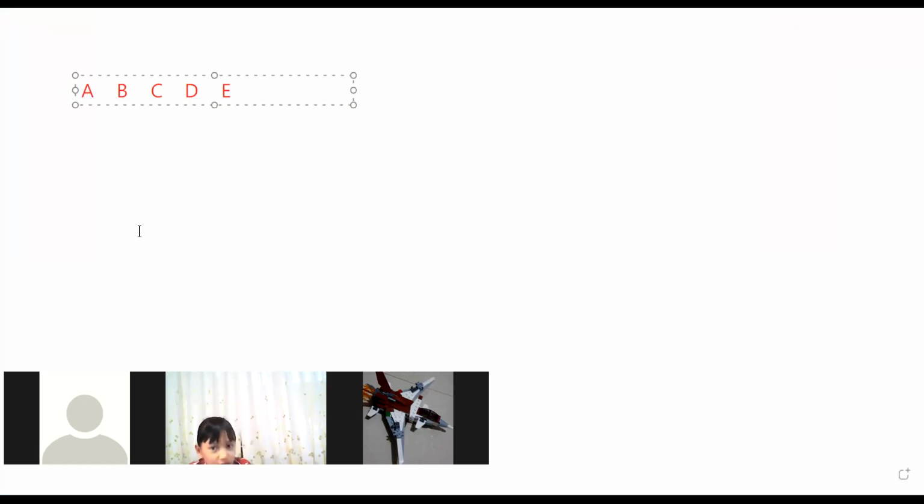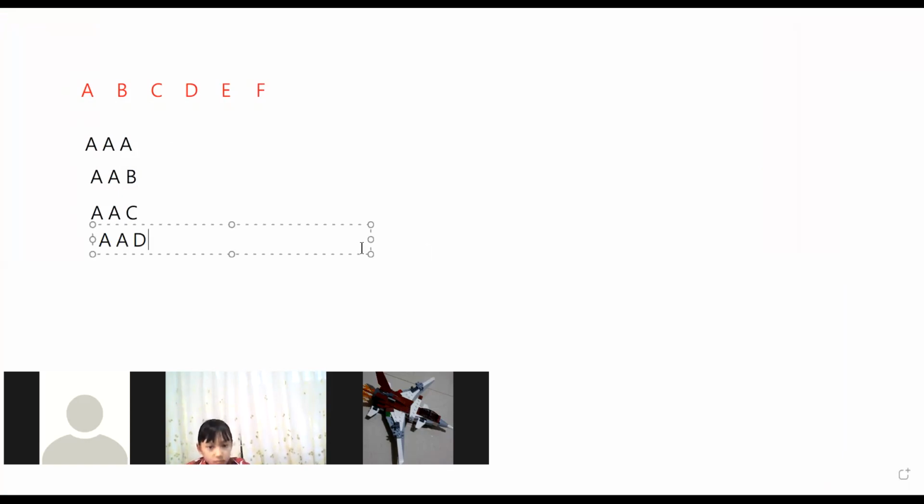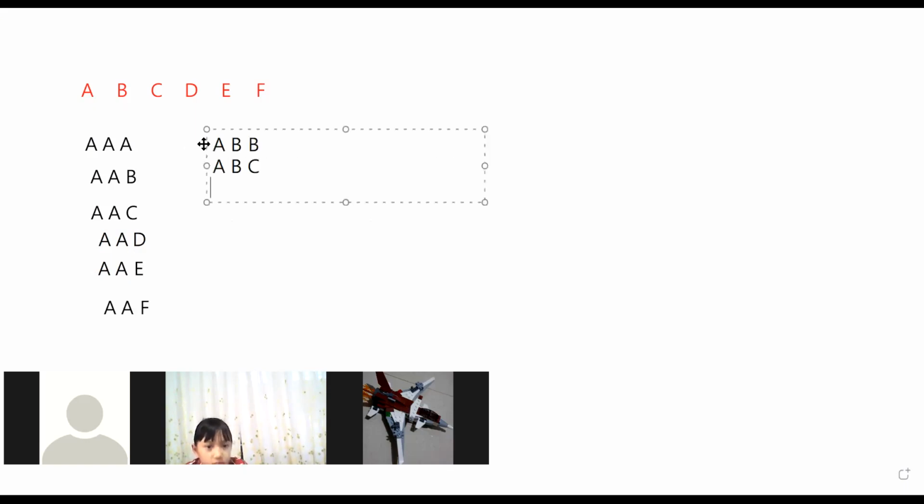So how many different ways for us to get the toppings? We can get it as AAA, AAB, AAC, AAD, AAE, and finally AAF. So here, we get all the toppings which start with A and have two A's. But this is not enough. We can also get ABB, ABC, ABD, ABE, and ABF.